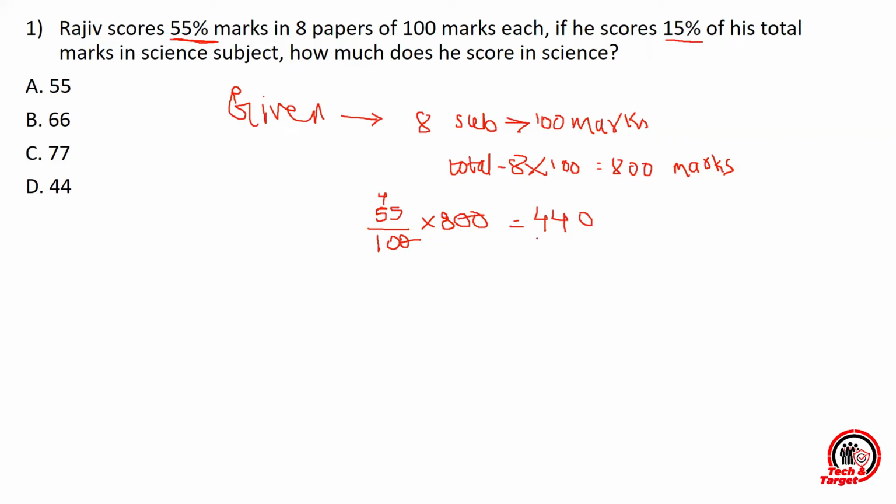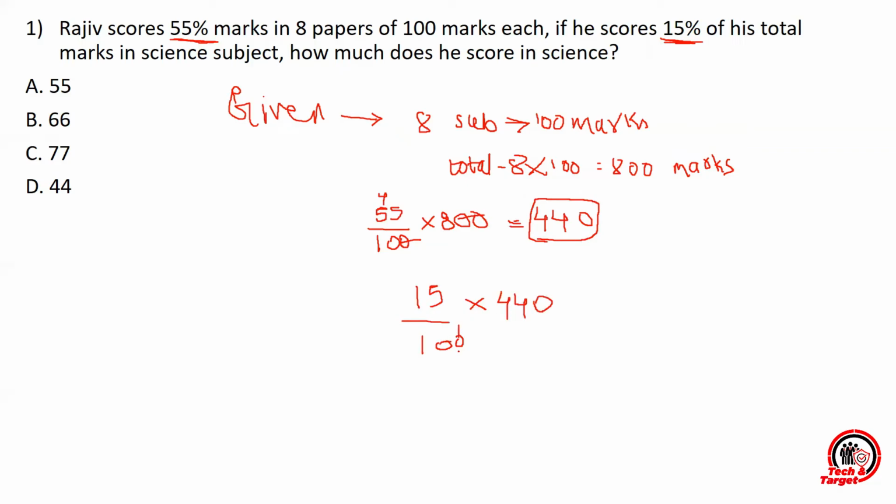So they say that of this total marks that he has got, 15% he scored in the science subject, and we have to find out the number of marks that he has got. So we have to convert this 15% into the actual marks. How do we do that? It's basically simple. We just have to write 15 by 100, that is 15% out of 440 marks.